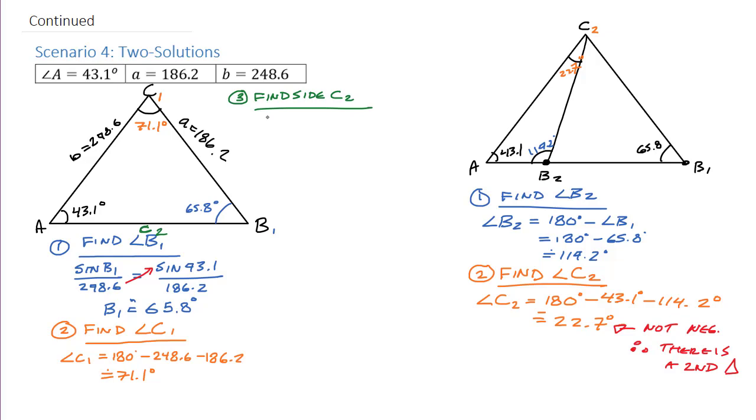All right, so I'm just going to go side c2 divided by sine of the angle across from it, which is 71.1. And I'm just going to use A here, 186.2 side A divided by sine of A, which is 43.1 degrees. All right, so we're going to multiply sine of 71, punch that in our calculator, times 186.2, divided by 43.1. And just to save time and space here, we should end up getting C1. Oh, I called that C2.